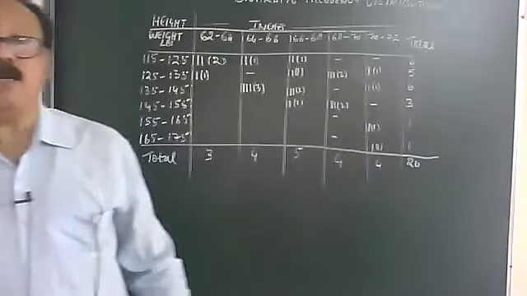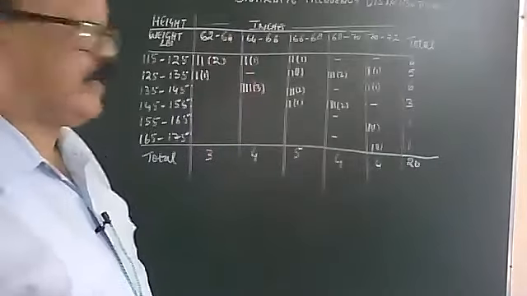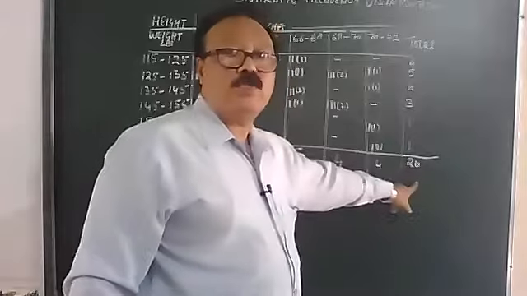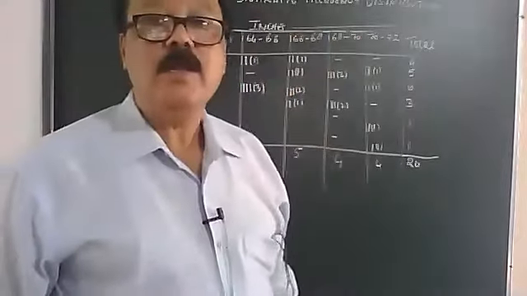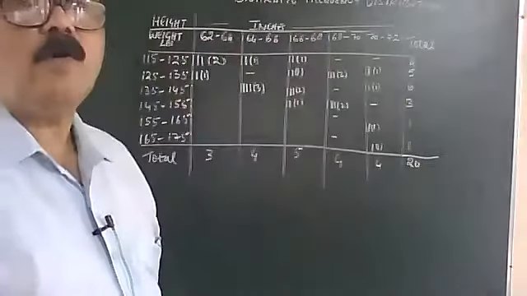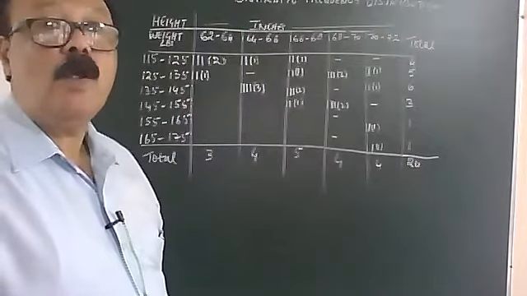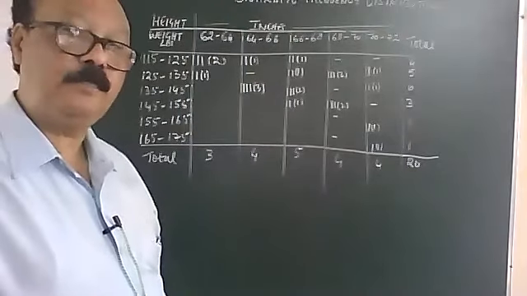So your total horizontally as well as vertically should be the same. When you add it this way, you should get the total 20. When you are adding it this way, your total should be 20. This is how you are to do a bivariate or a two-way frequency distribution.